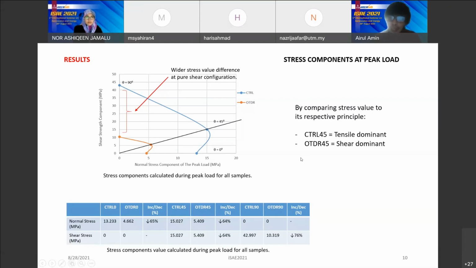At the combined loading configuration, which is 45 degrees, by comparing the stress value to its respective principal stress, it can be concluded that the failure of the control specimen at 45-degree loading configuration is tensile dominant, while the outdoor specimen at 45-degree loading configuration is shear dominant.